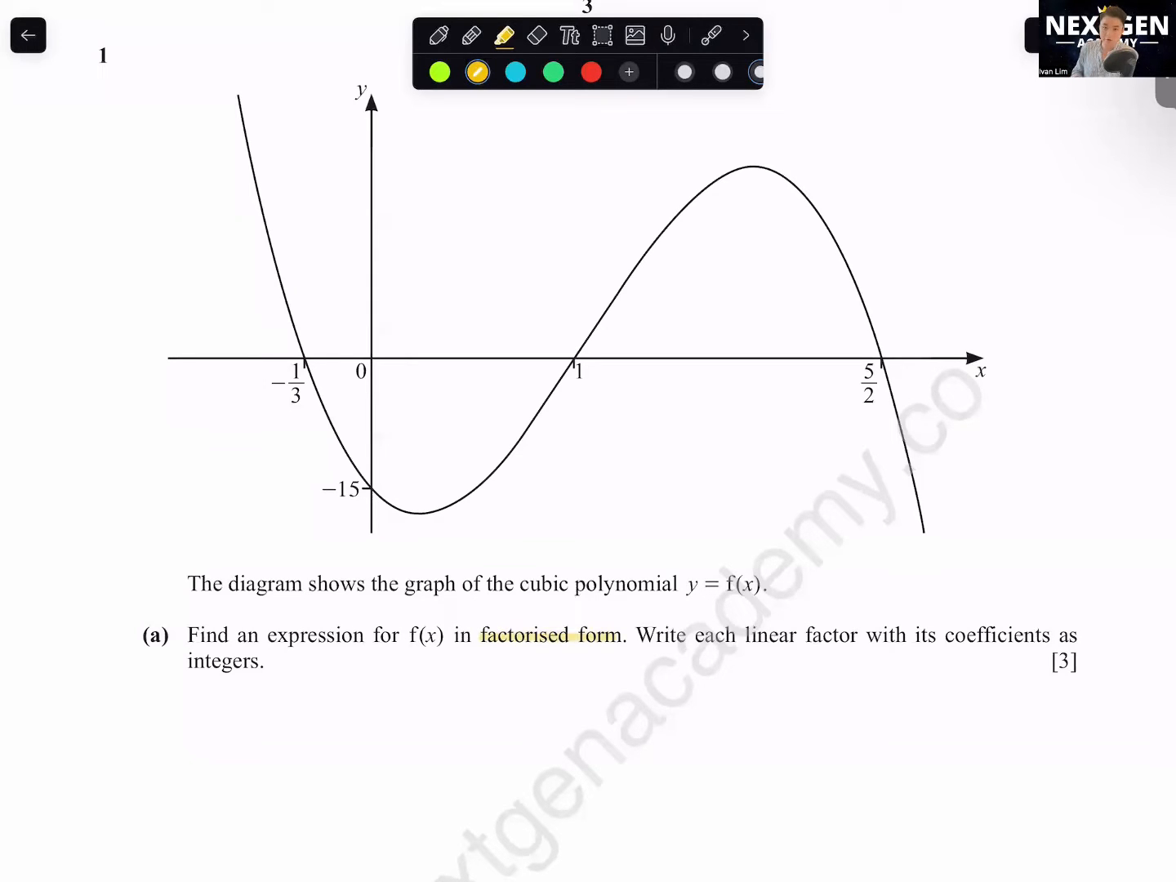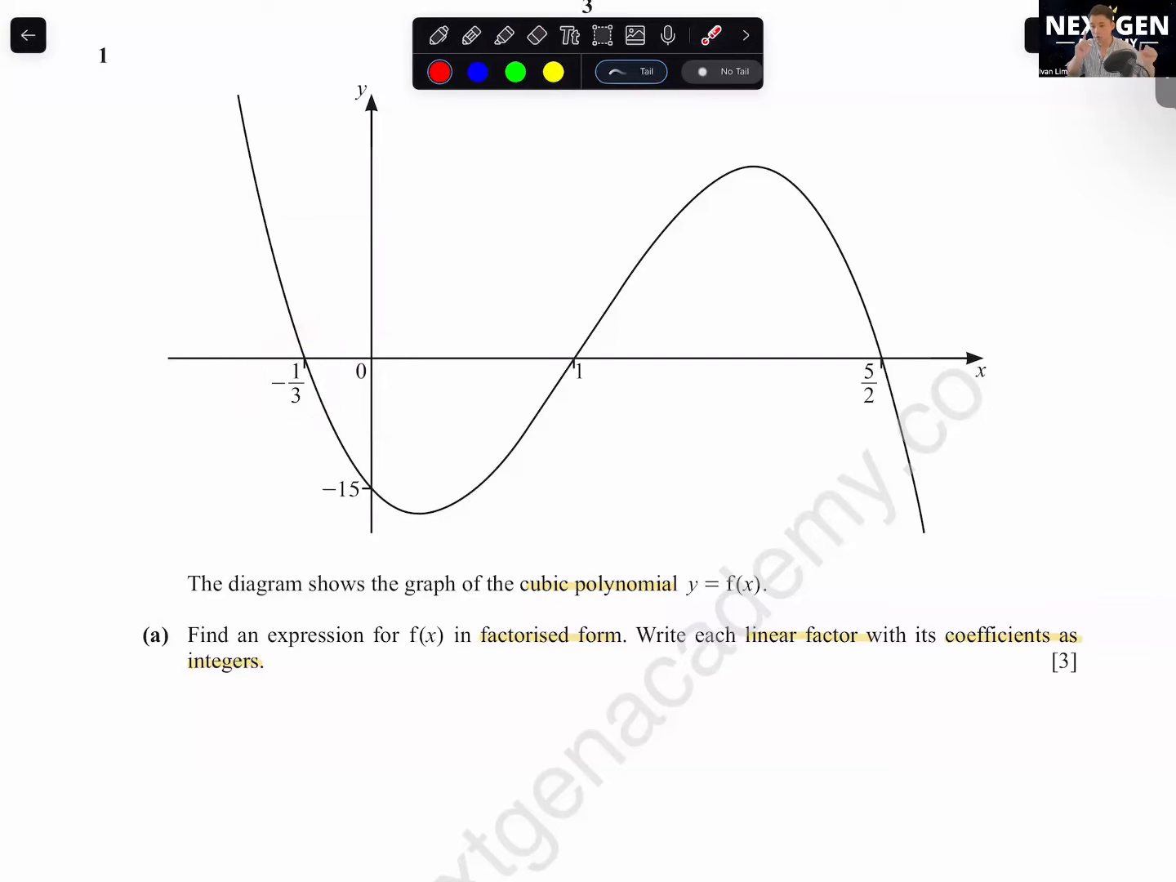Factorized form means bracket, bracket, bracket. You need to know that this is a cubic graph, which means you should have 3 brackets if you have 3 roots here. They say linear factor with coefficients as integers. That means all the values inside the bracket cannot be a fraction. I know some of you will write it as a fraction, especially for this one here.